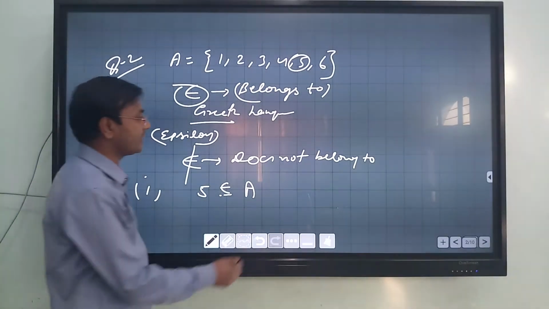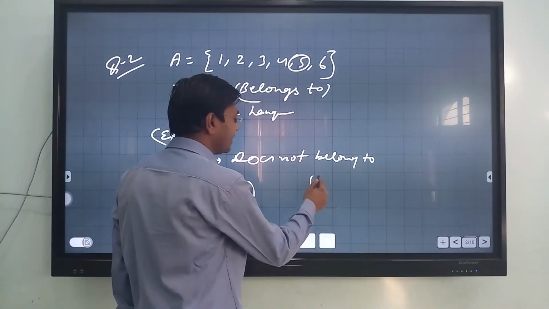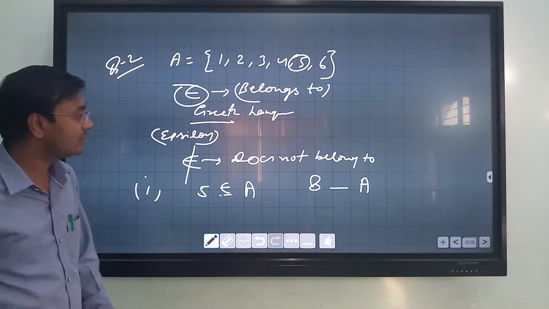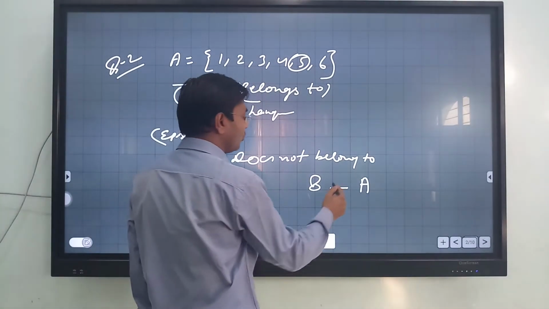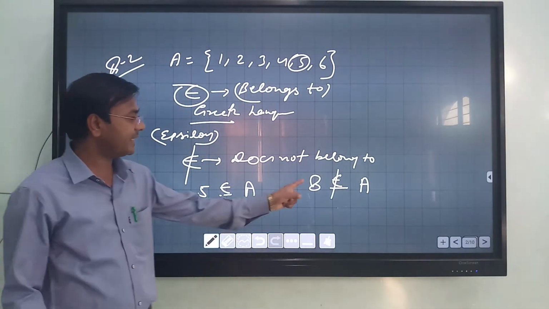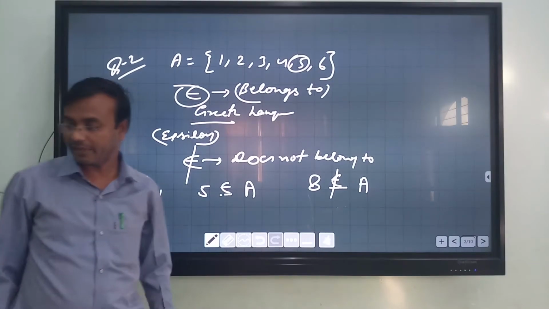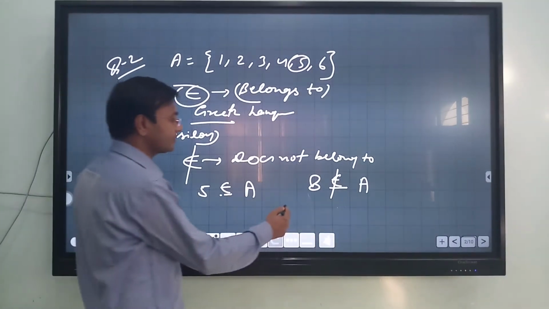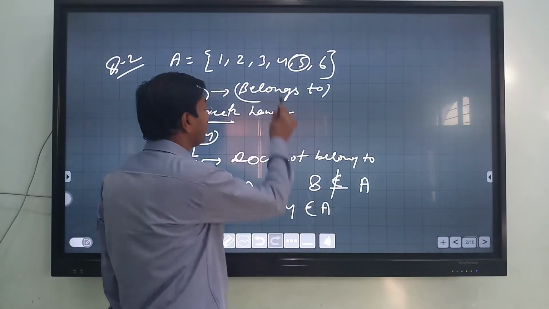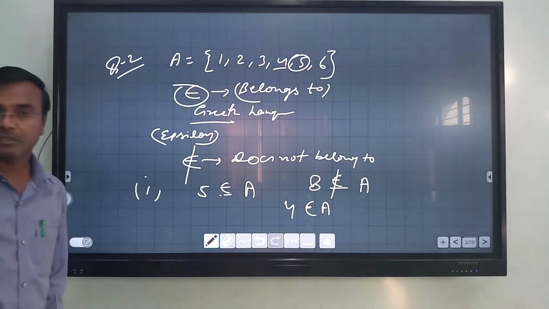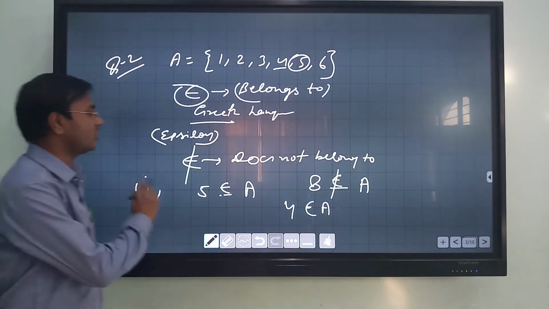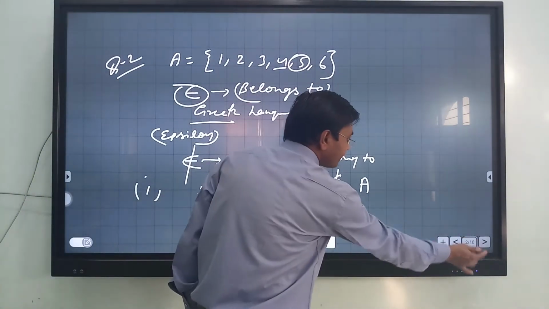Now next, 8. Next part is 8. What will come? Is 8 there? No, 8 is not there. So we will use this one, that is, 8 does not belong to A. Same as 4. Next part 4. So 4 belongs to A. Clearly 4 is existing in this set. Okay, so this is all about question number 2.